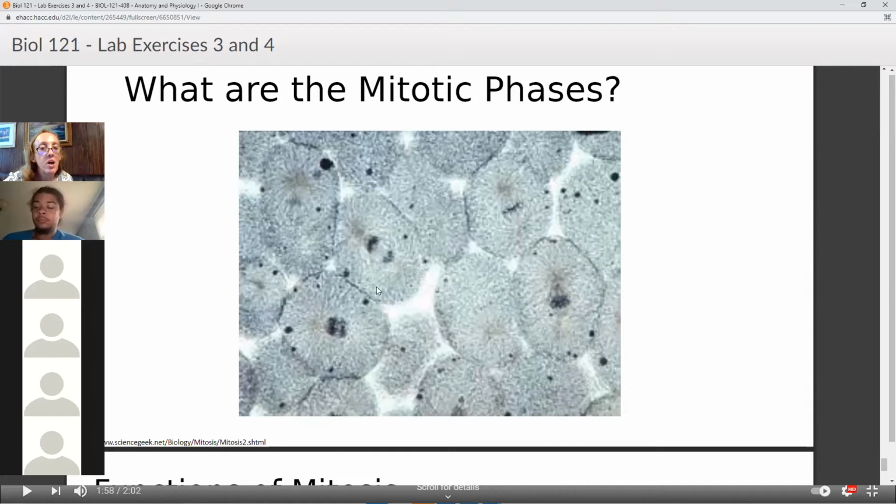Anaphase, this is more an anaphase. They're pulling apart. One set of chromosomes is coming this way, the other set of chromosomes is coming this way.